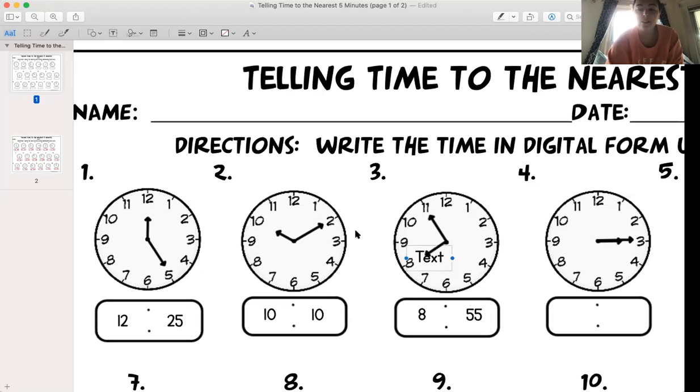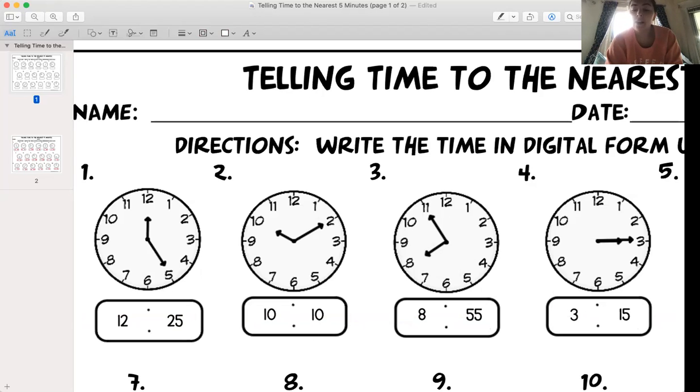And our last example that we're going to do, I'm going to look at my hour hand, which is pointing at the 3. And my minute hand is also pointing at the 3. So I need to do 5, 10, 15 to figure out that this one is 3:15. So those are some examples on how to tell time to 5 minutes.